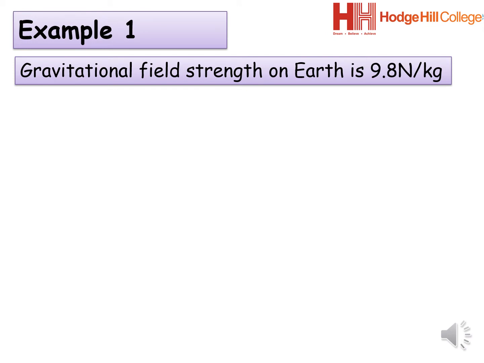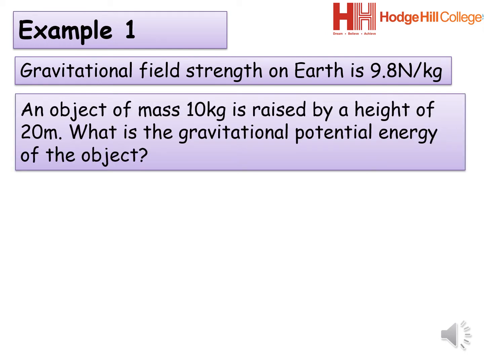Okay, so our first example for you to look at, here is our question. Gravitational field strength on Earth is 9.8 newtons per kilogram. An object has a mass of 10 kilograms and is raised by a height of 20 meters. What is the gravitational potential energy of the object? So remember, when we are working out answers to questions, the first step is to write down the equation that we are going to use.